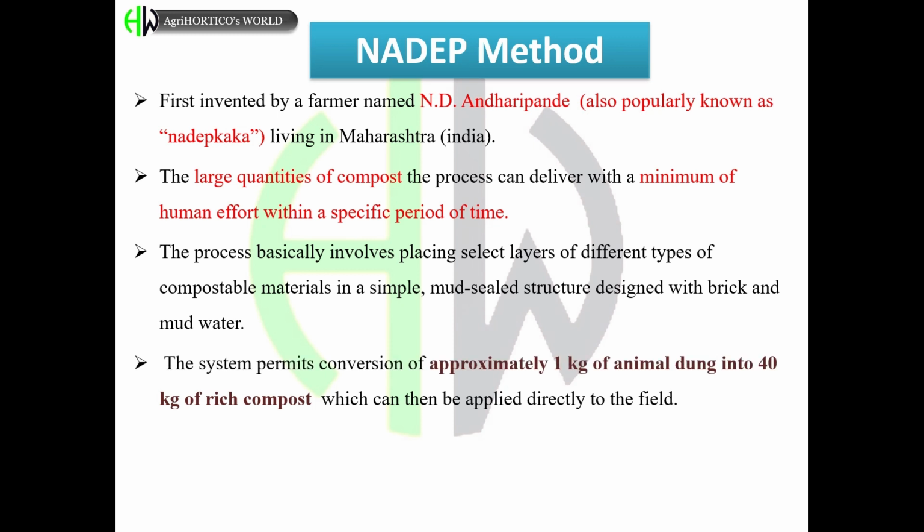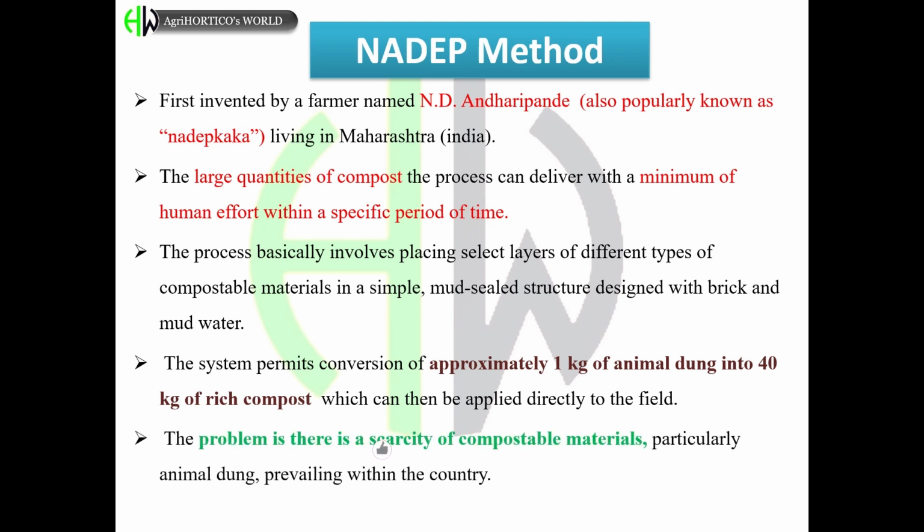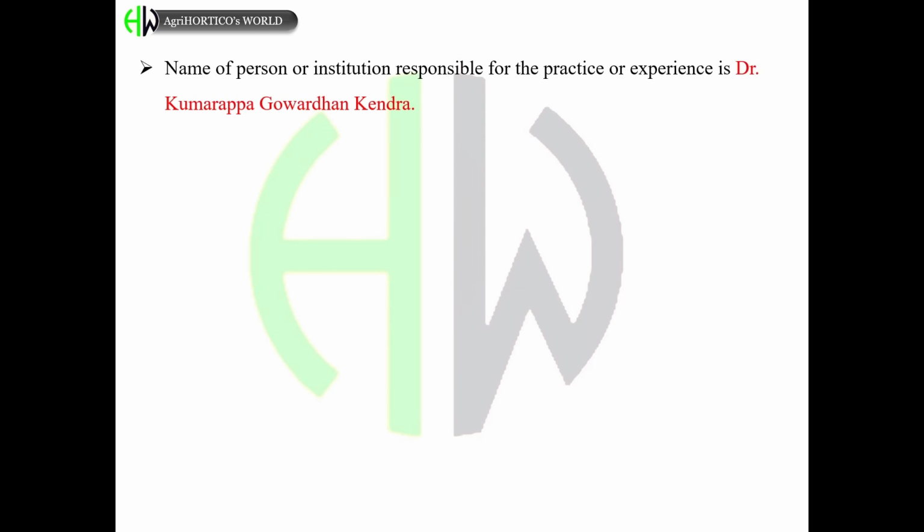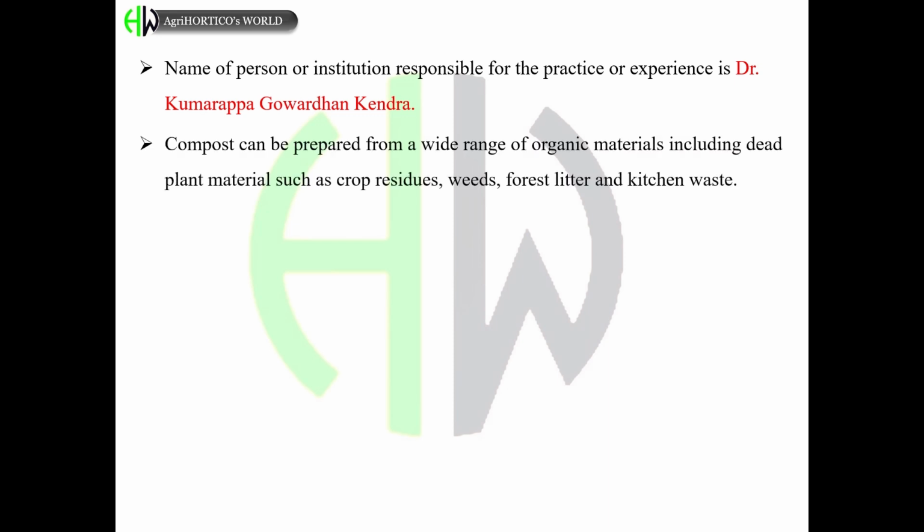The system permits conversion of approximately 1 kilogram of animal dung into 40 kilograms of rich compost, which can then be applied directly to the field. The problem is, there is a scarcity of compostable materials, particularly animal dung, prevailing within the country. The practice is credited to Dr. Kumarappa Govardhan Kendra. Here, compost can be prepared from a wide range of organic materials including dead plant material, such as crop residues, weeds, forest litter, and kitchen waste.